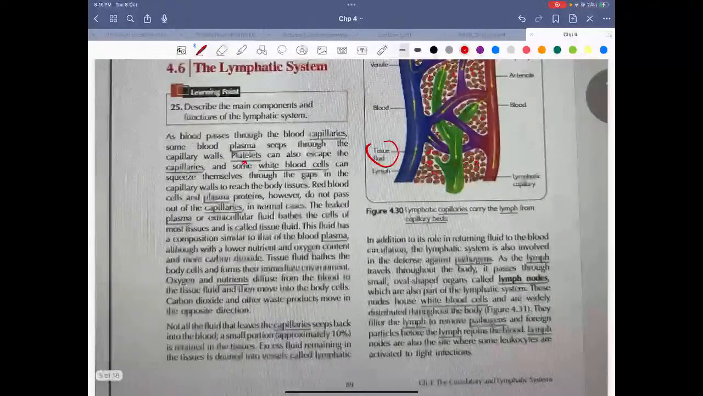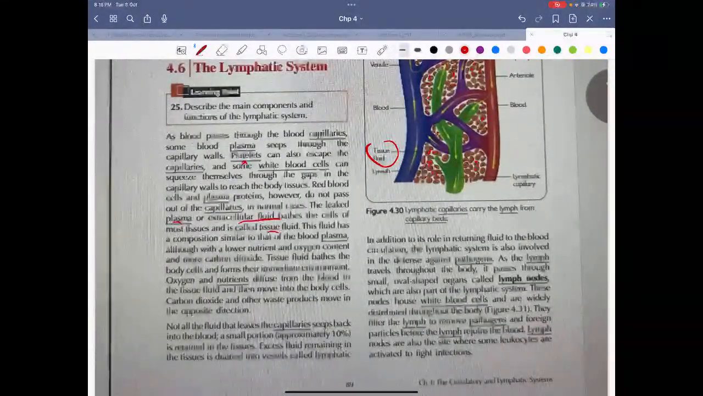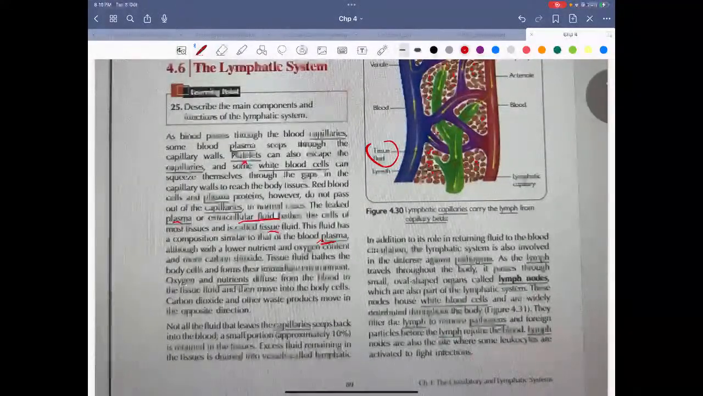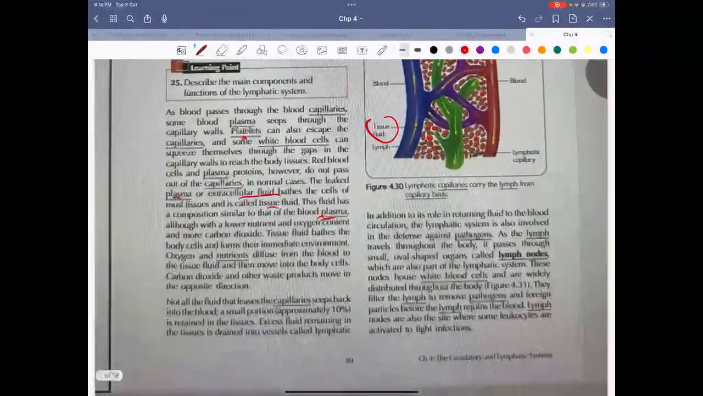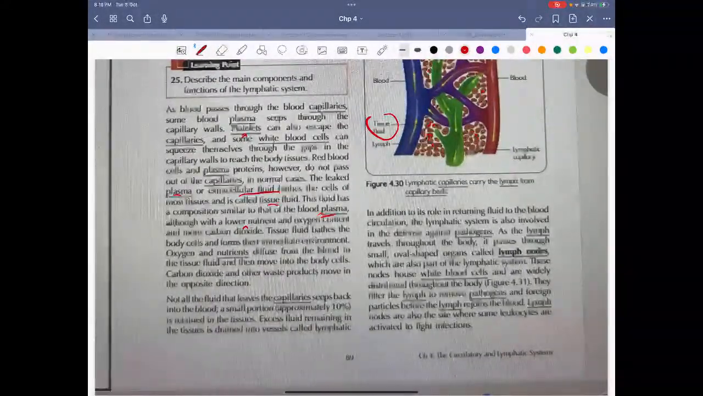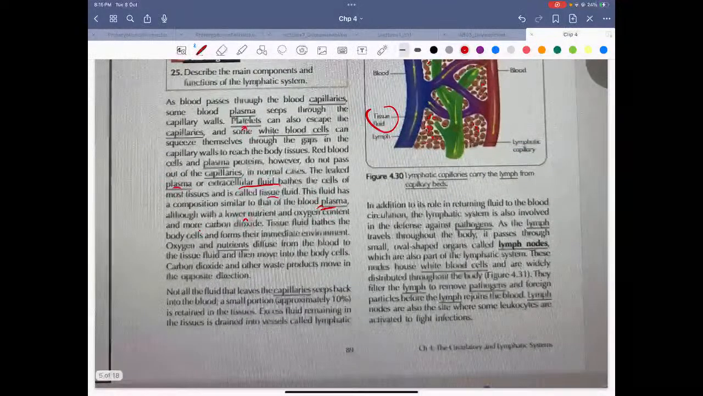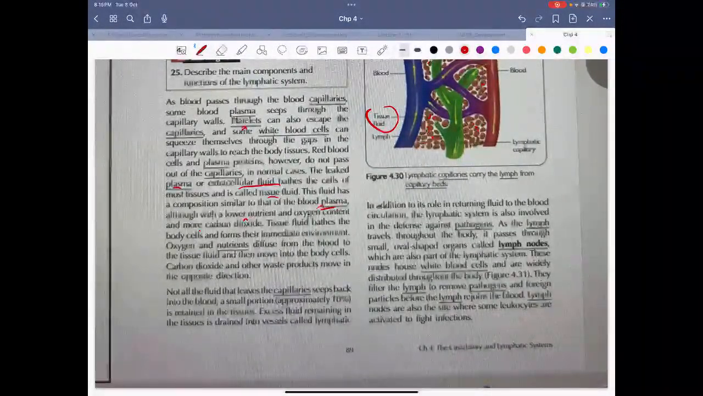So this leaked plasma or extracellular fluid is called tissue fluid, and it has a composition that's similar to the blood plasma, but it has a lower nutrient and oxygen content and more carbon dioxide. So not all the fluid that leaves the capillaries goes back. Of course, not everything that leaves is gonna enter. Only 10% is retained in the tissues. What happens to this excess fluid?